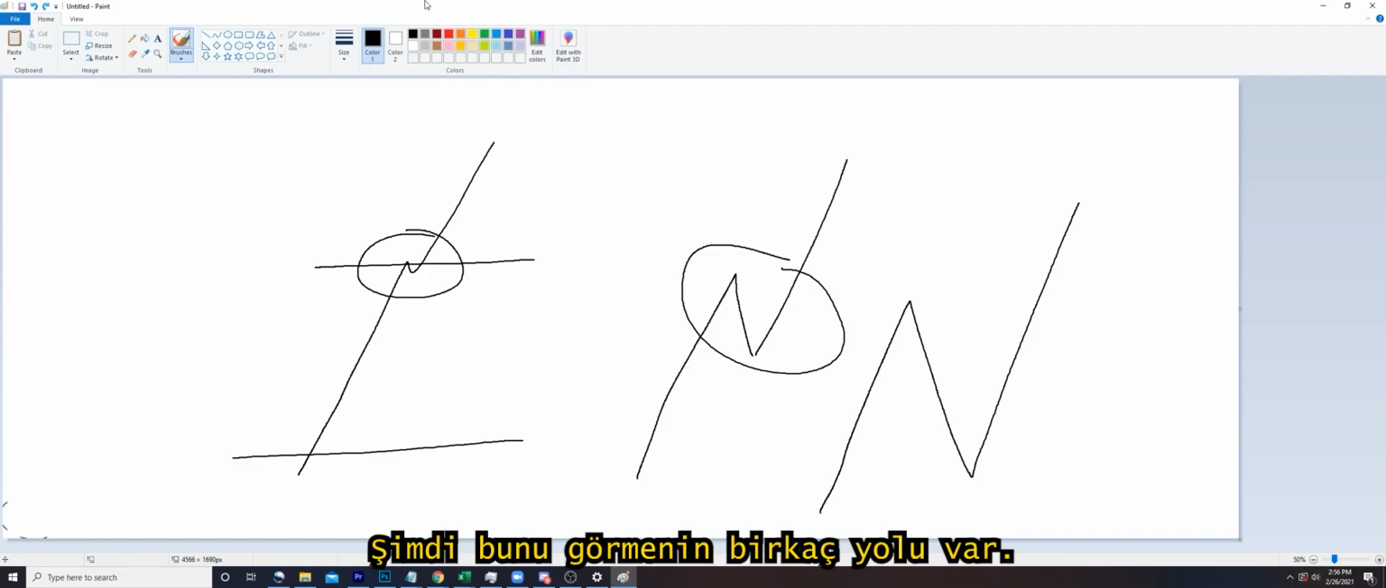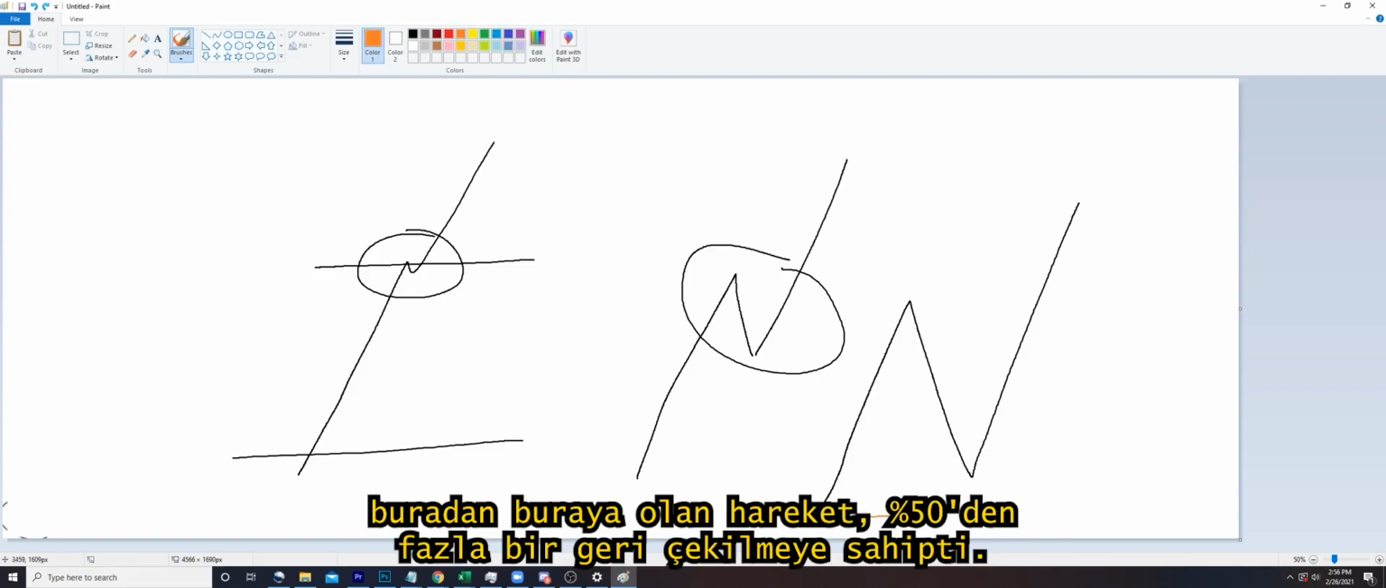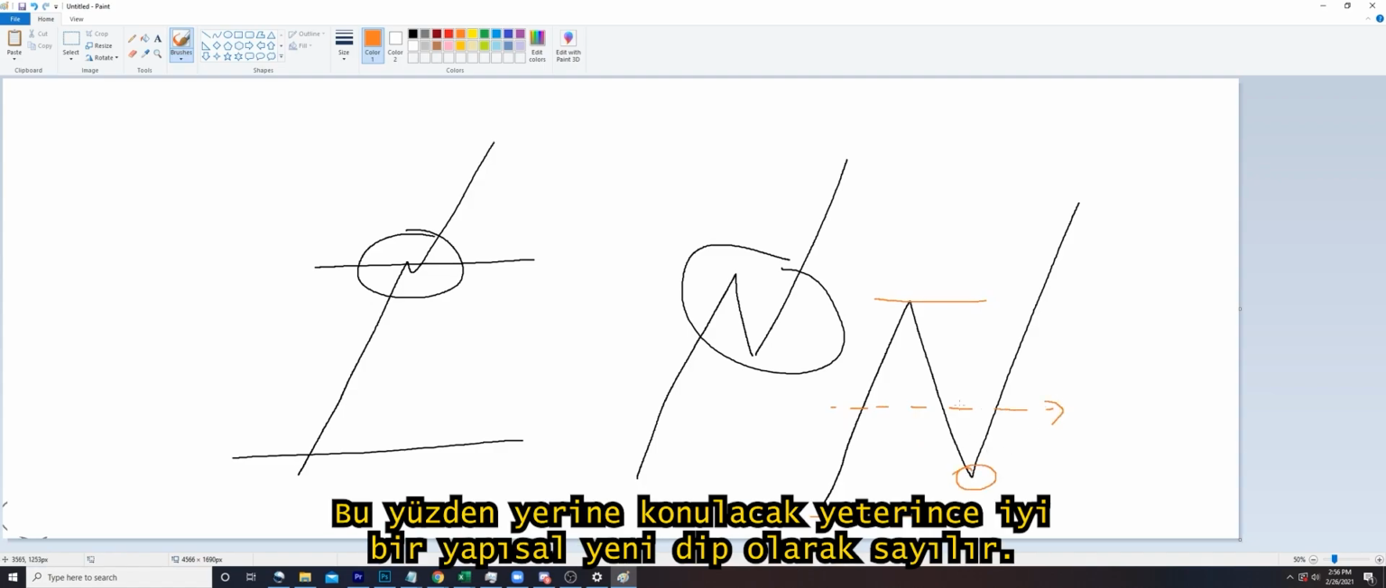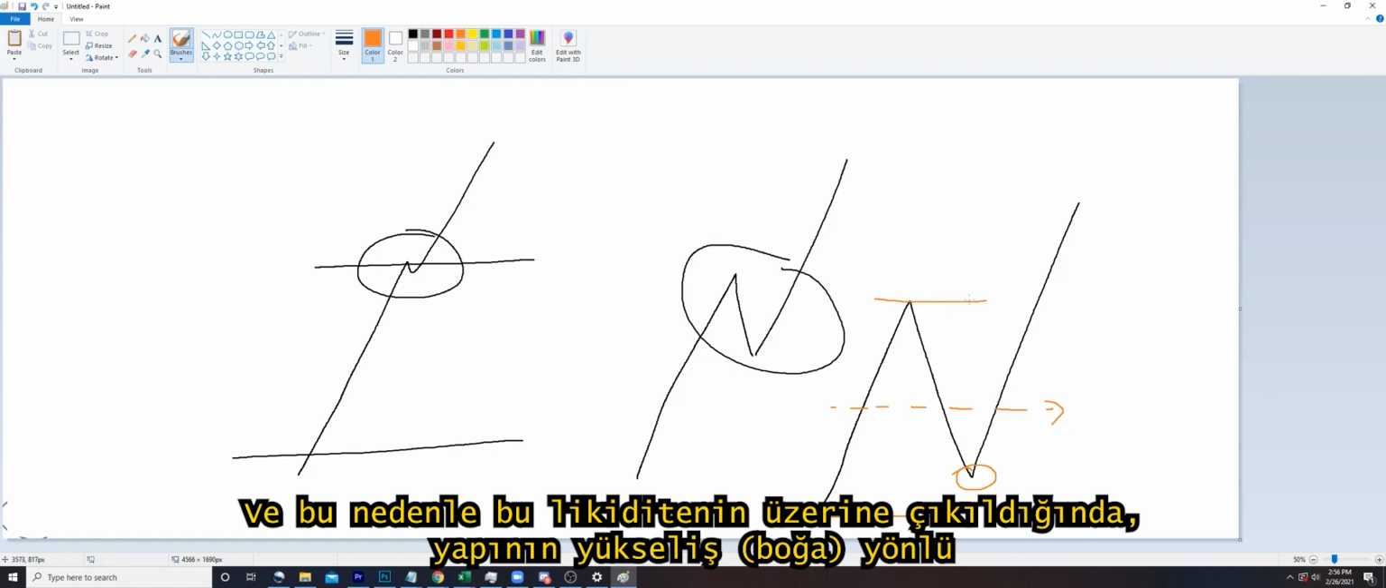Now, there's a few ways to see that. Again, like I said, either you look at a movement and you just recognize that the move from here to here had a retracement that was more than 50%. So that counts as a good enough structural new low to be put in place. And therefore, when this breaks above this liquidity, structure has been confirmed to be bullish.